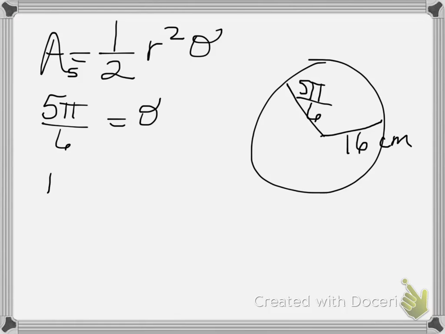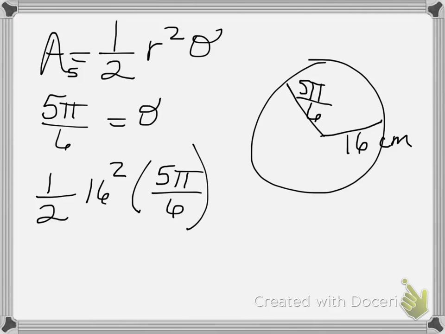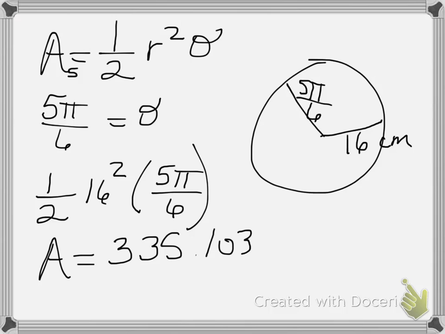So we're going to take 1/2 times the radius, which is 16, squared, times 5 pi over 6. I do not have to convert this to radians, it's already in radians. So when you put that in your calculator, you're going to get the area of the sector is 335.103, and this is centimeters, so that would be centimeters squared. Now I'm just going to round it to the nearest tenth like the directions say, and it's 335.1 centimeters squared.